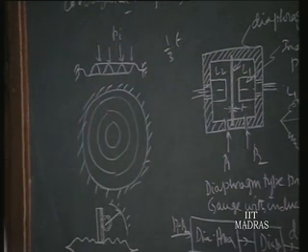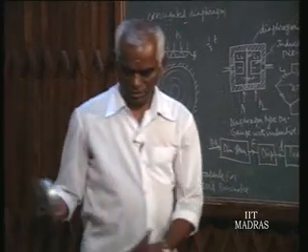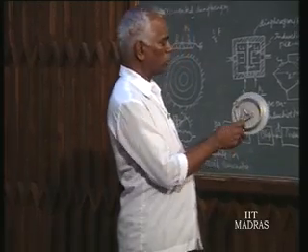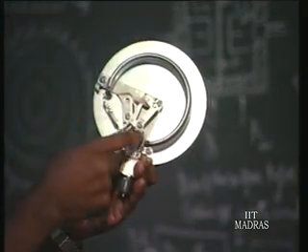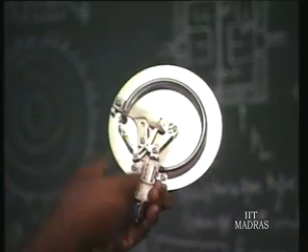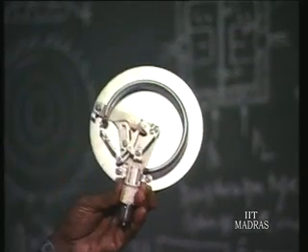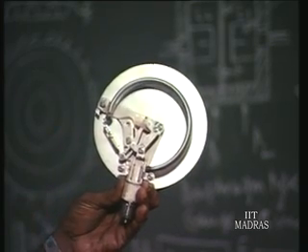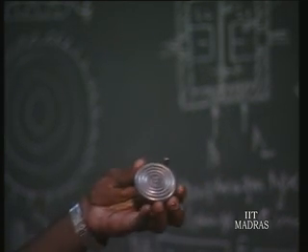Corrugated diaphragm is somewhat like this. This is the C-type Bourdon tube, which we have seen already in one of the earlier classes. And in place of it, we go for helical or spiral, depending upon the pressure range. So that is the Bourdon tube, and this is a corrugated diaphragm.